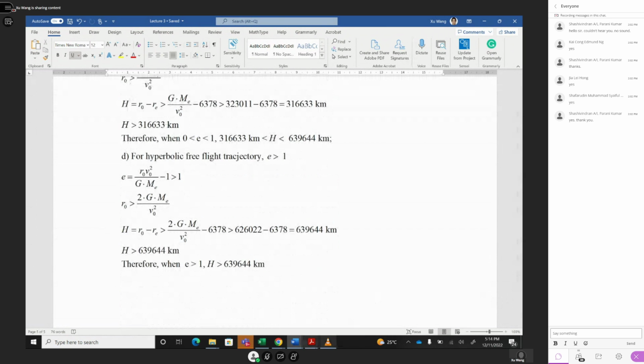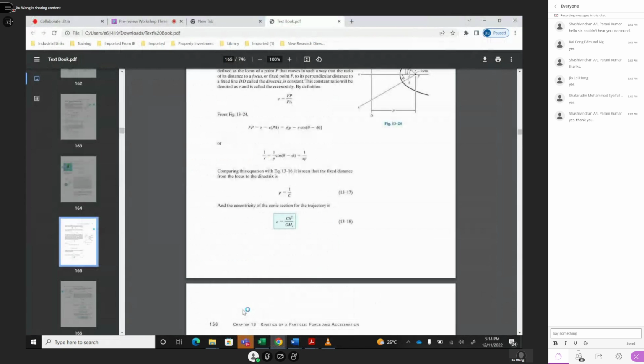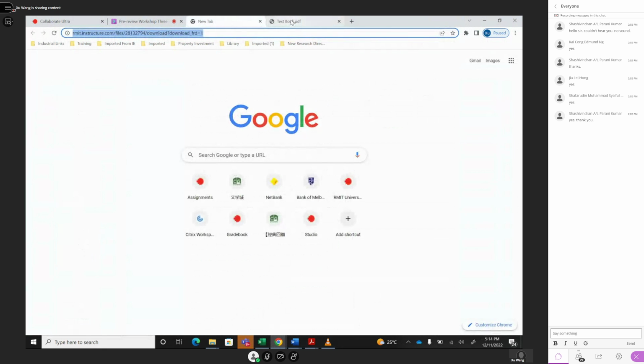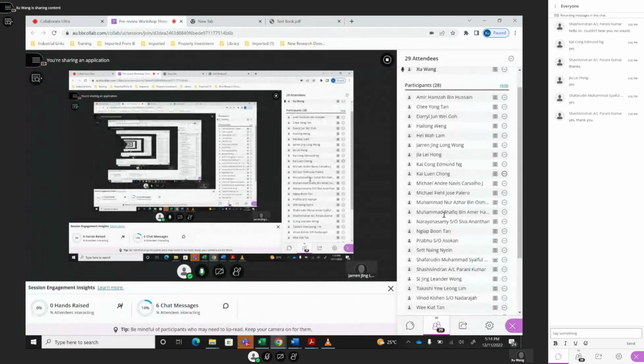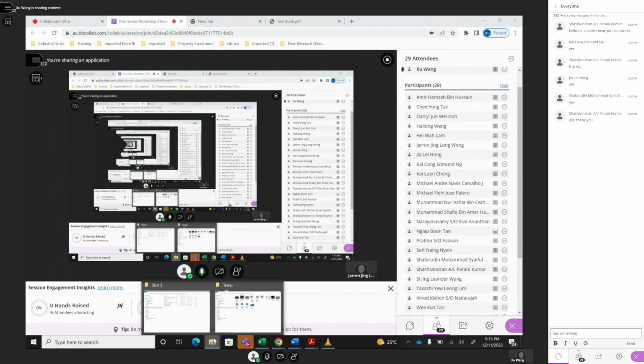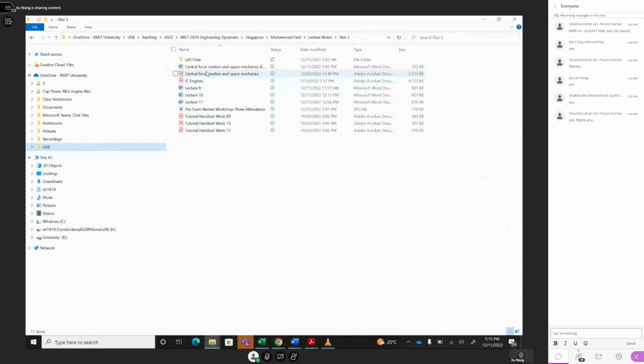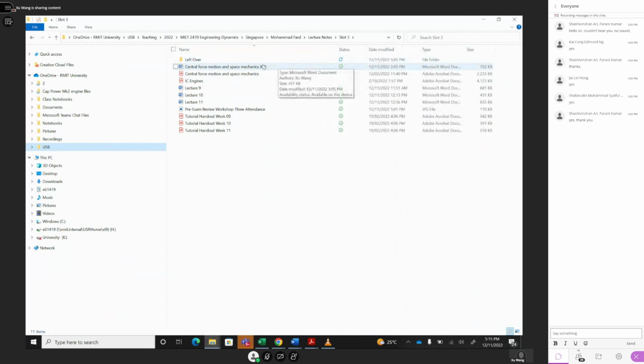Okay, clear? Any question for this one? Do you understand? We may talk a little bit more at the end of this lecture. We teach a little bit more about free forced motion. It's called central force motion in space mechanics. Before we finish today's workshop, we will talk a little bit more.